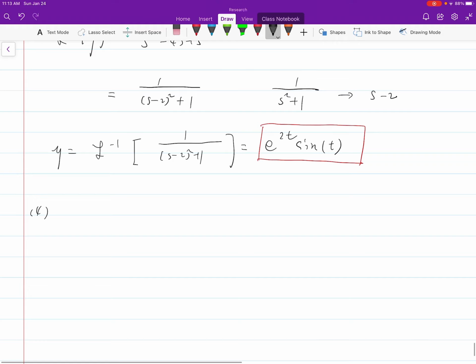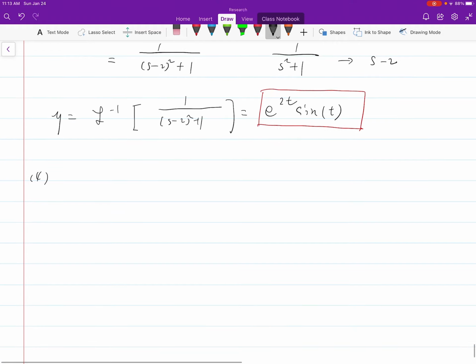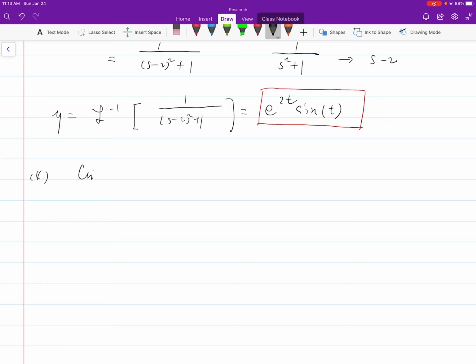Okay, so the final case we want to talk a little bit about is the critically damped case. What will happen to this?